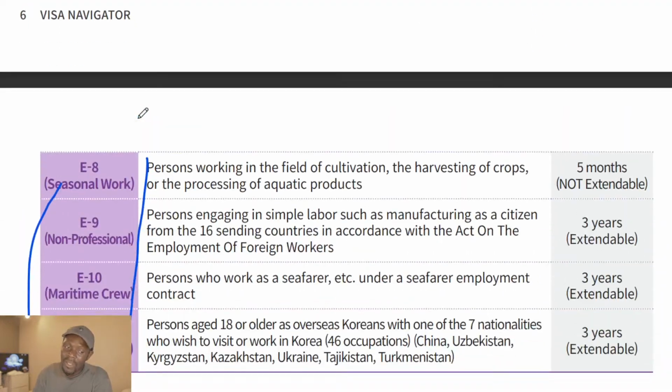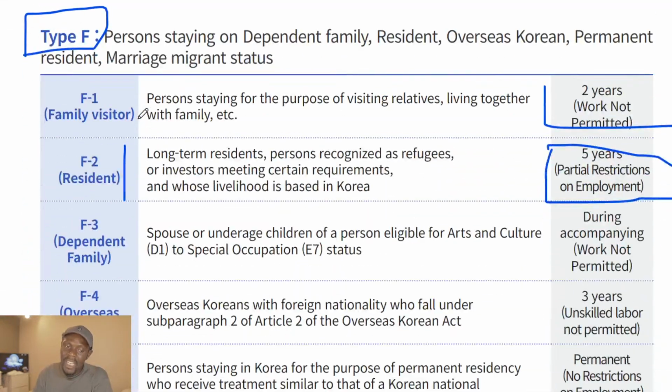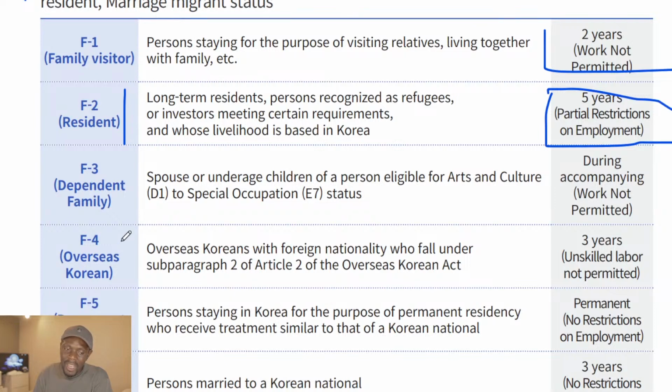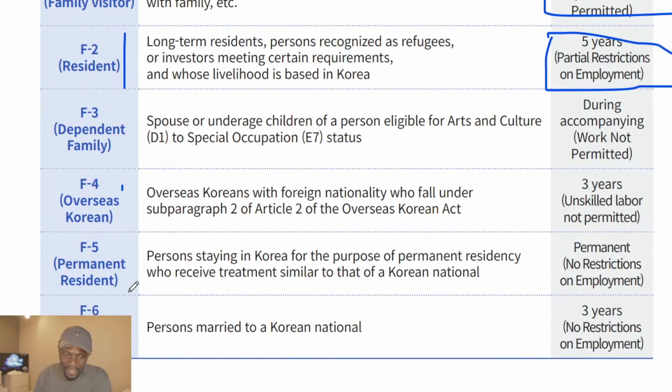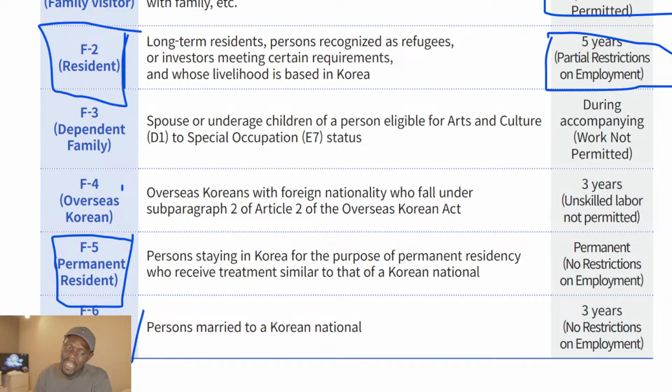But on the contrary, F2 and, did I say F4 before? F2 and F5 visas are the best visas that you can get. Also, marriage visa is also a good visa, but that will depend on if you want to get married to a Korean, then they'll give you a visa.